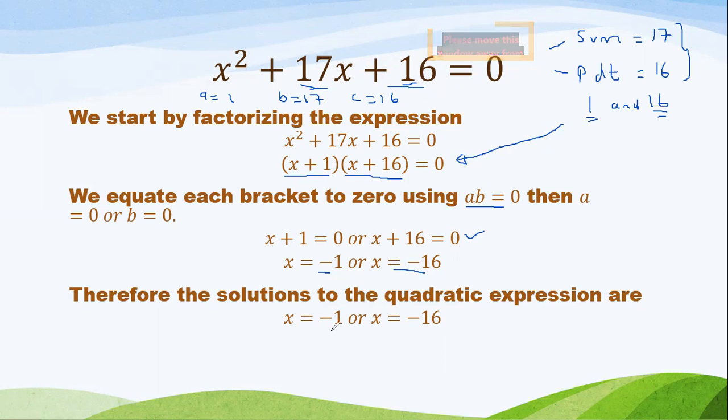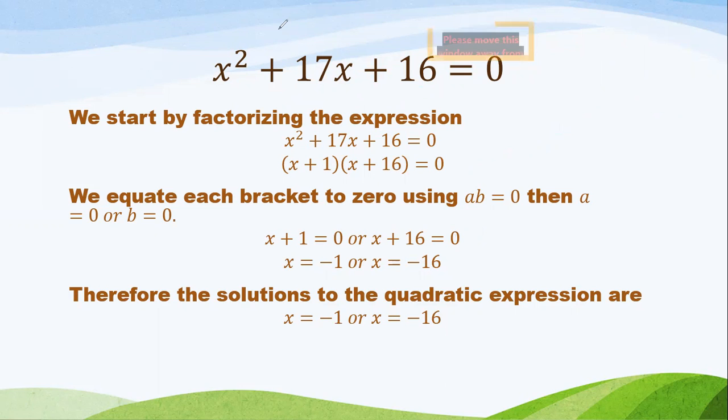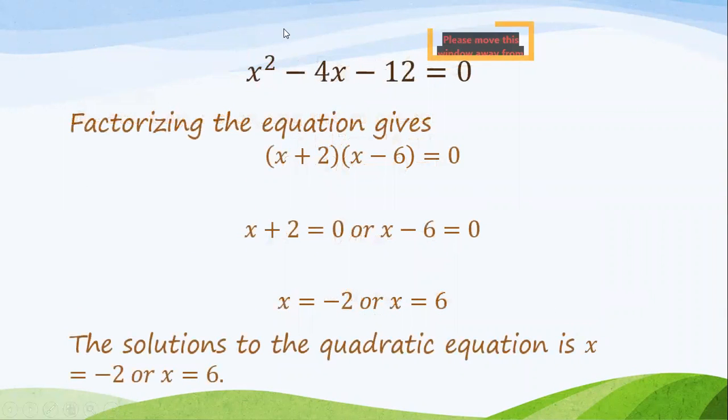So meaning that the value of x is -1 and -16, which are the two answers to the quadratic equation. If we look at the second example, where we have x squared minus 4x minus 12, still, if you look at this equation here, the sum of the roots is -4, and the product of the roots is -12.